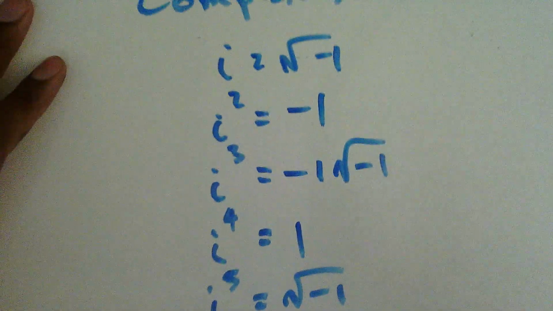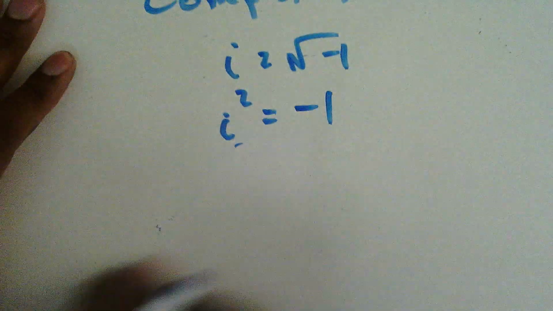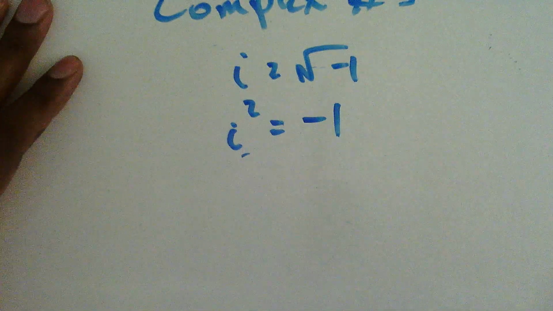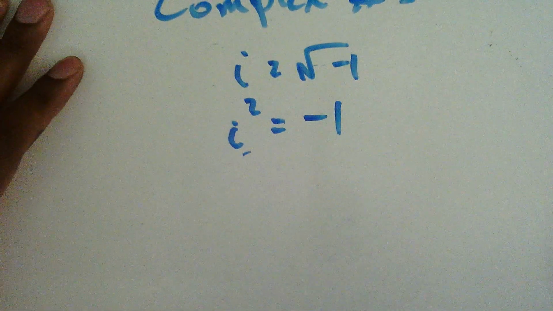The main thing that you're going to want to know is the fact that i is the square root of negative 1, and i squared is negative 1. Notice i squared is not 1. i squared is negative 1.